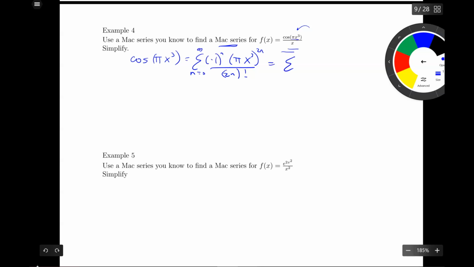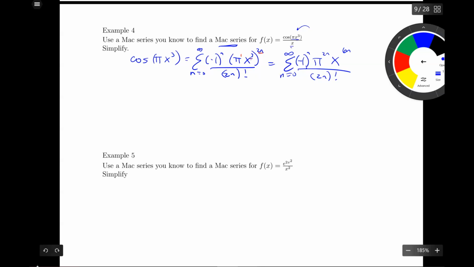So I'm going to take a moment to fix this up again. So n equals 0 to infinity. So I still have -1 to the n. Being careful, right? So I'm distributing this to this and this. So I'll have pi to the 2n and then x to the 6n. Make sure you see how that happens, right? 2n distributes to the exponent of the pi, and 2n multiplies times the 3. So then I have 2n factorial. Okay, so this is cosine of pi x cubed.